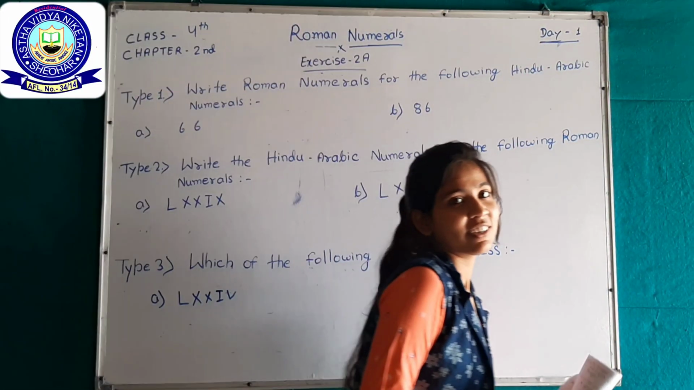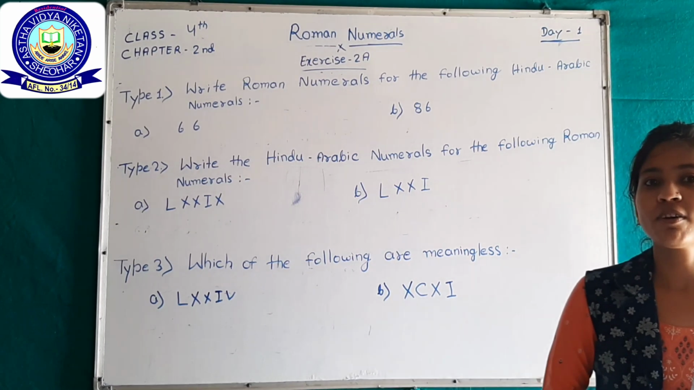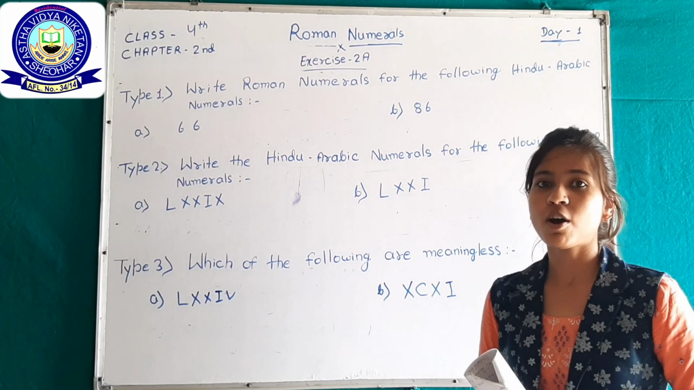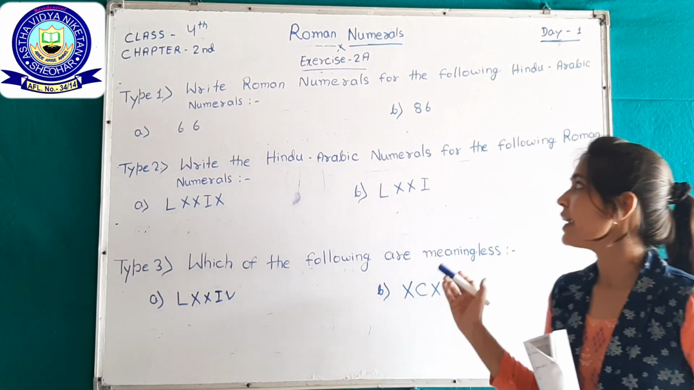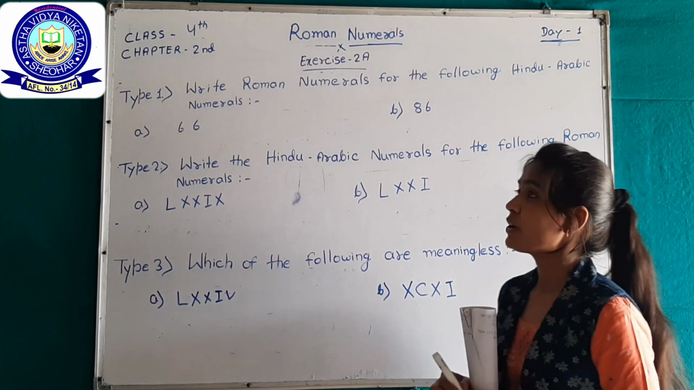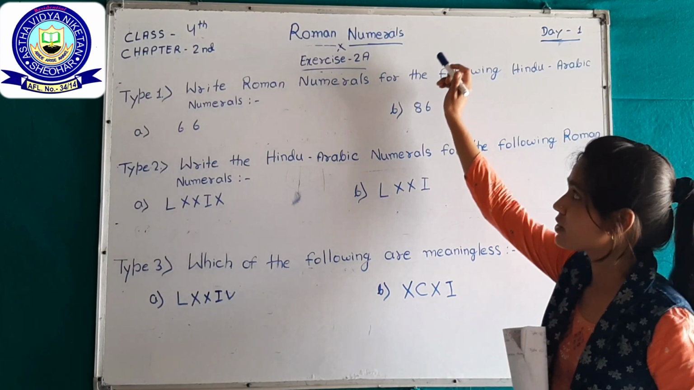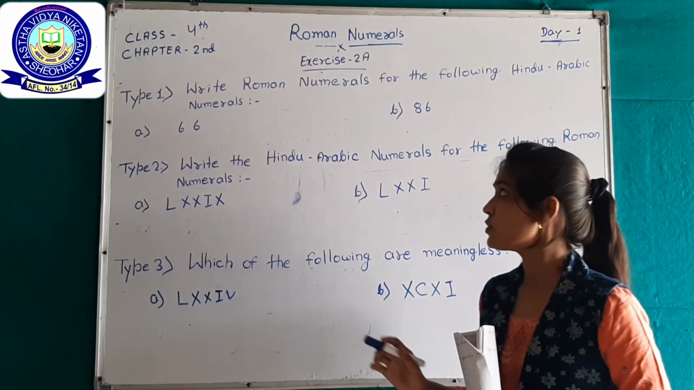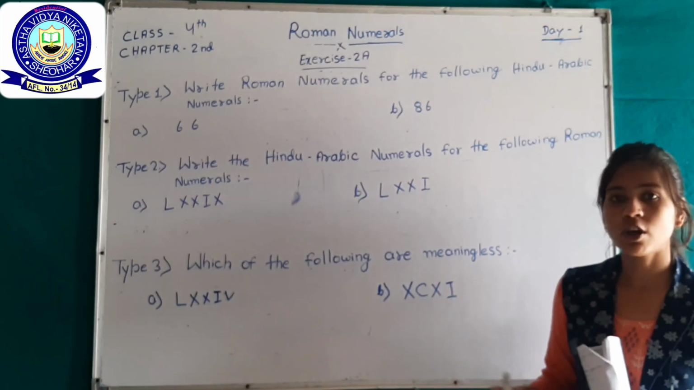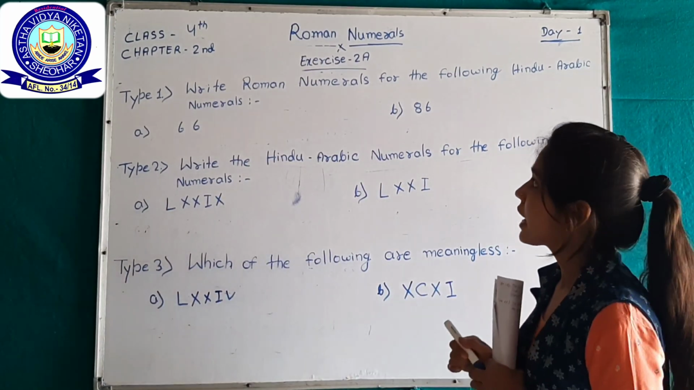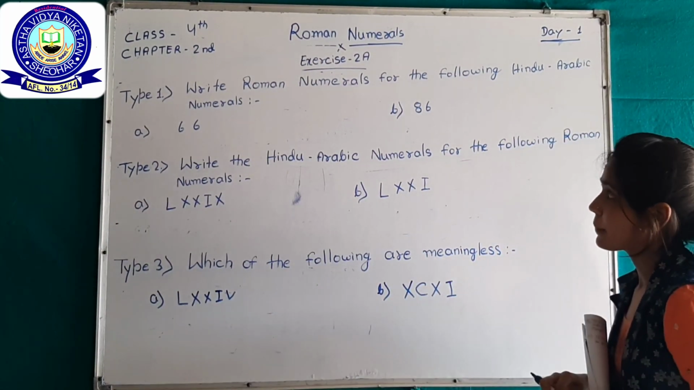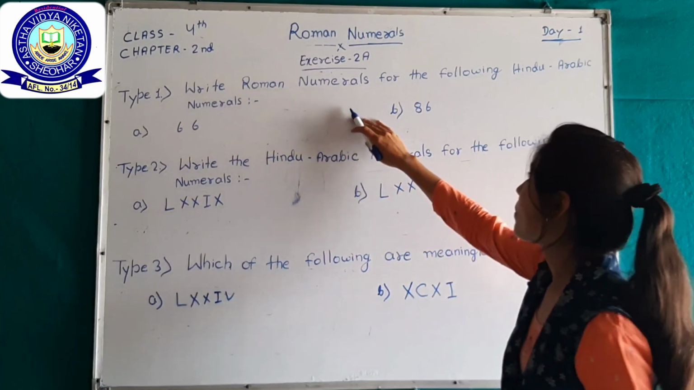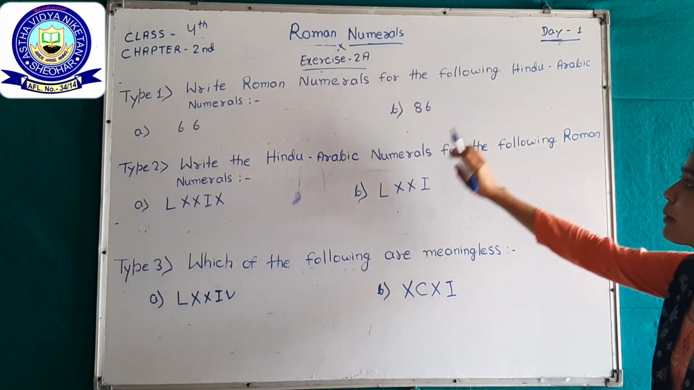Good morning, children. In your previous class, you read about Roman numerals and the basic rules of Roman numerals, and how to write Roman numerals. In this class, we will work through exercise 2a in chapter 2, Roman numerals. There are many types in this exercise. We have to solve each type with an example. Here is your first type: write Roman numerals for the following Hindu Arabic numerals.